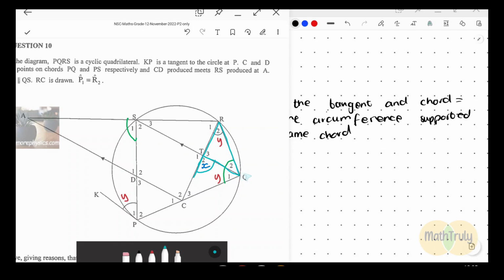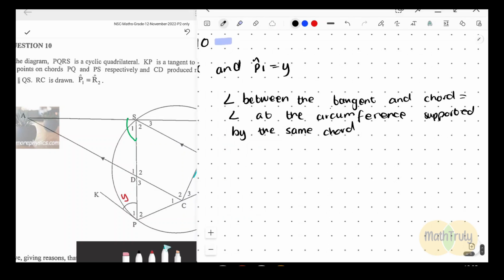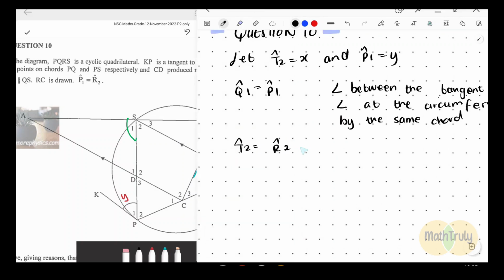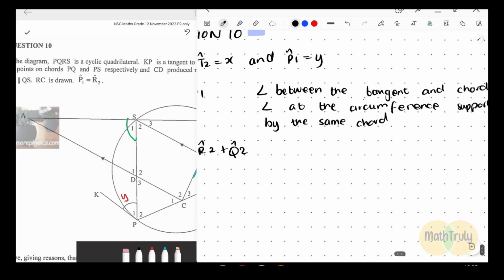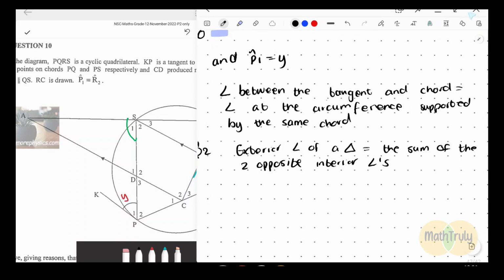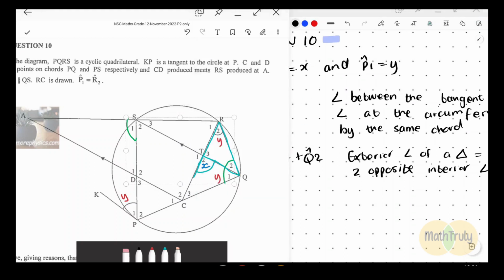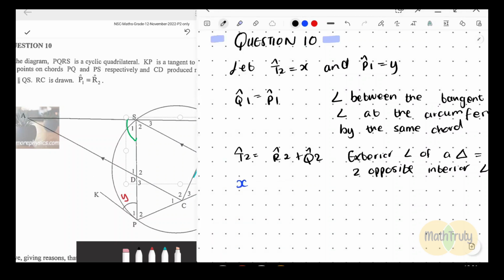So we're just trying to find an expression for Q2. Now I know that angle T2 is equal to angle R2 plus angle Q2. And so I just put the reason: exterior angle of a triangle is equal to the sum of the two opposite interior angles. Angle T2, that was X. So that's X, and that is going to be equal to Y plus Q2.